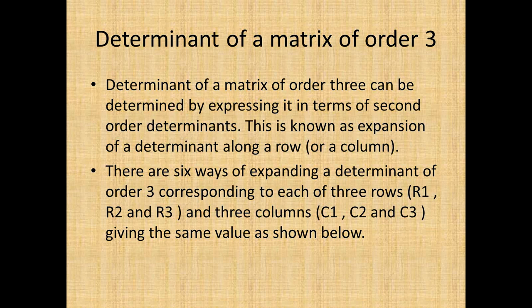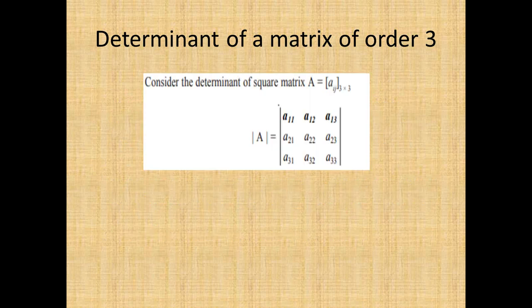That does not mean we have to do all 6 ways in order to find the determinant. Out of these 6 ways, we can choose any one: first row, first column, second row, second column, third row, or third column. Let us take an example. Let us consider the determinant of a square matrix A equal to Aij, 3 cross 3, where the number of rows is 3 and the number of columns is 3.